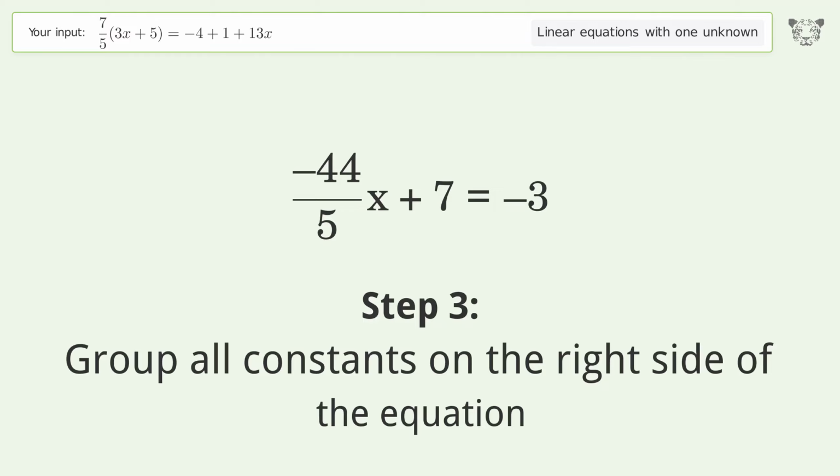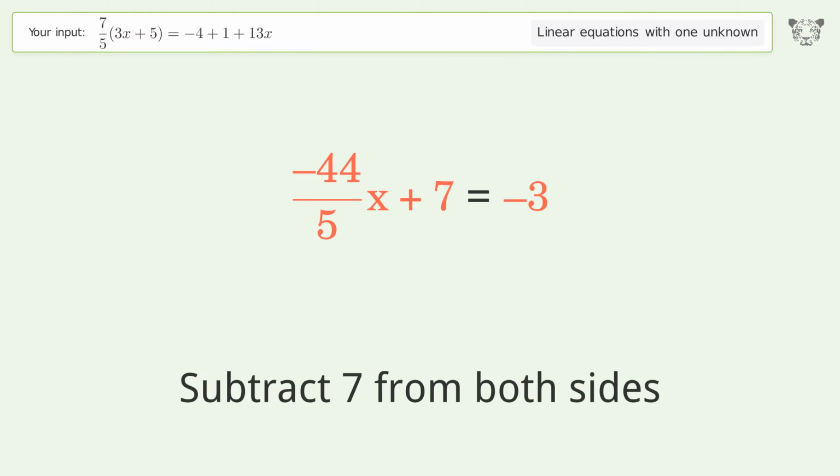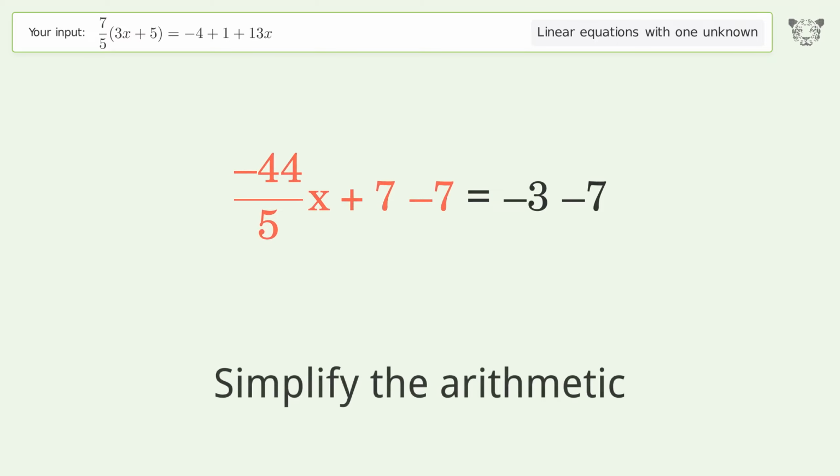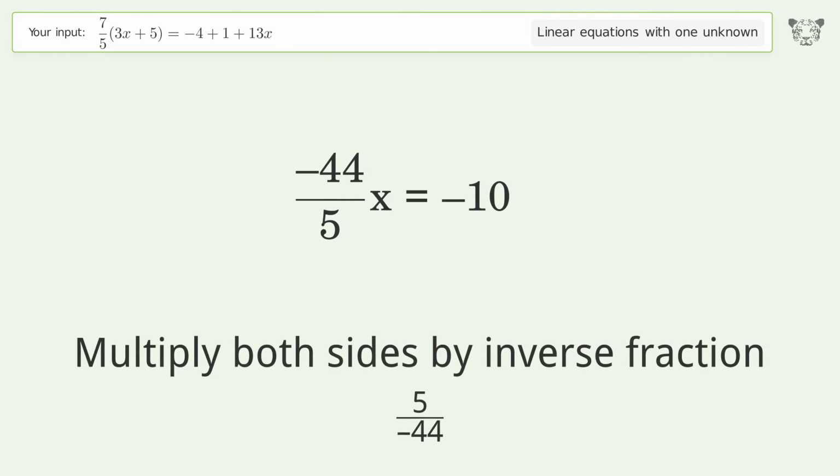Group all constants on the right side of the equation. Subtract 7 from both sides. Simplify the arithmetic. Isolate the x. Multiply both sides by inverse fraction 5/44.